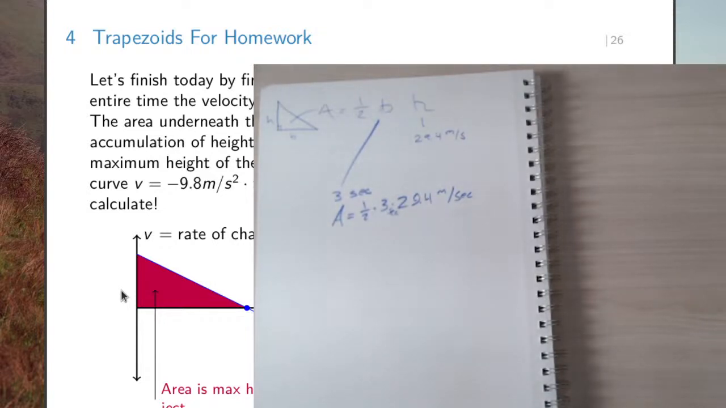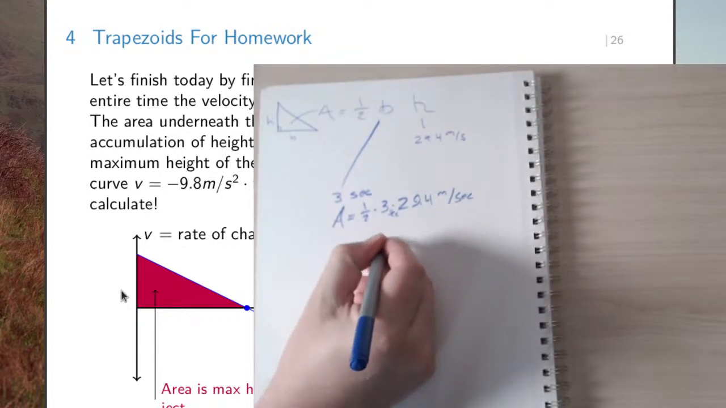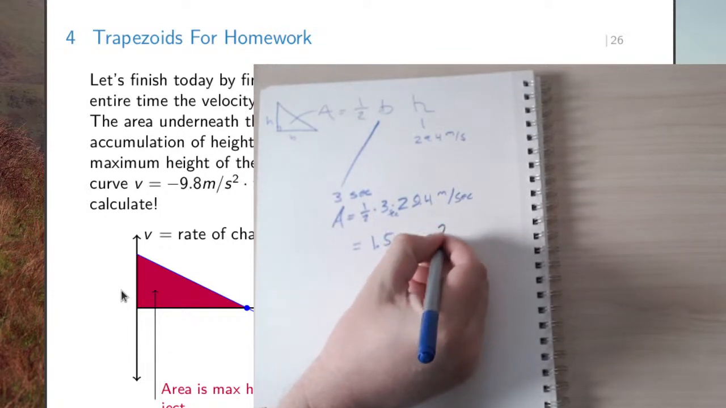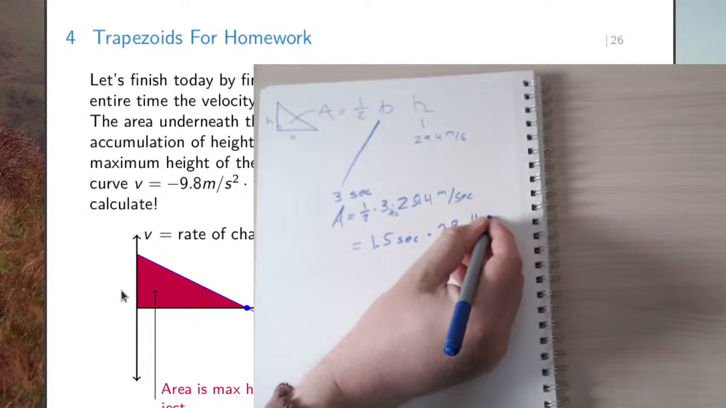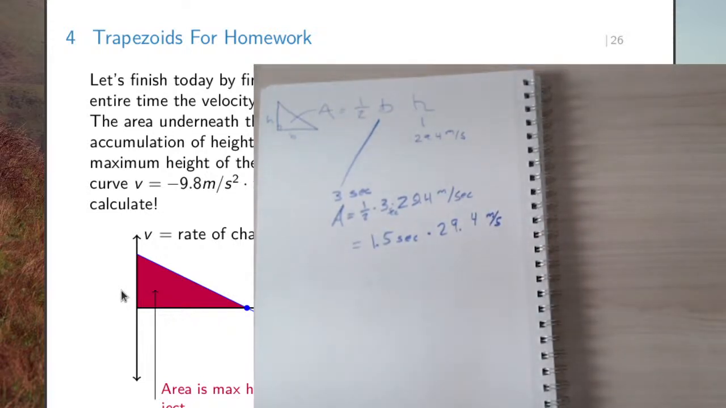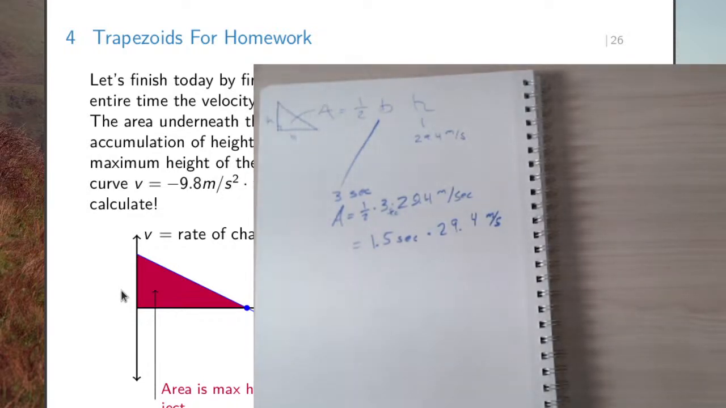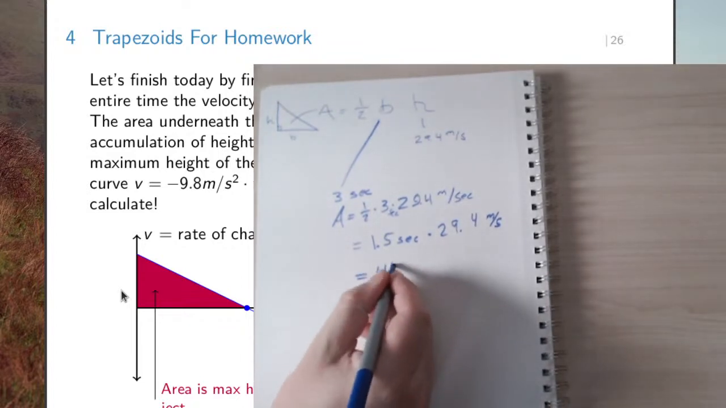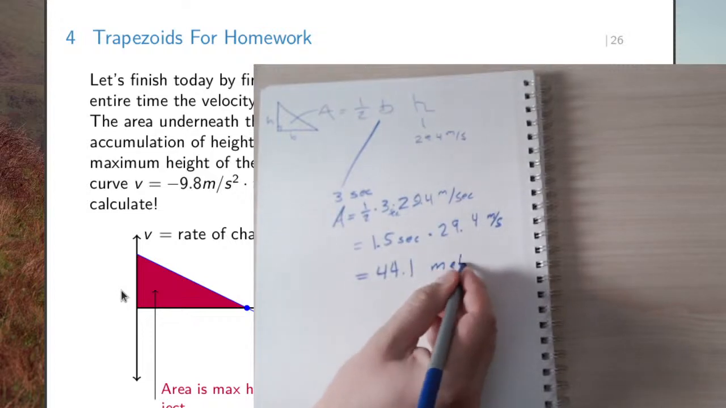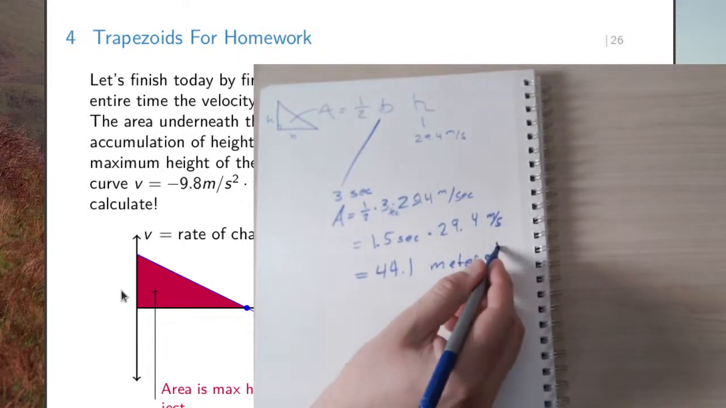Oh, that is how it's done. And then we have to calculate that. This is 1.5 seconds times 29.4 meters per second. Let's whip out the calculator. 29.4 times 1.5. 44.1 meters. That is the maximum height.